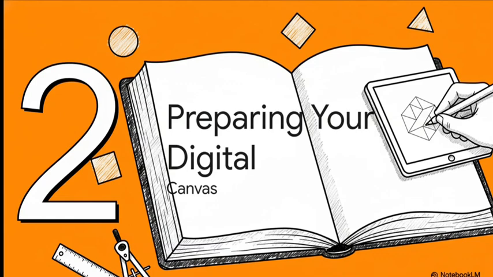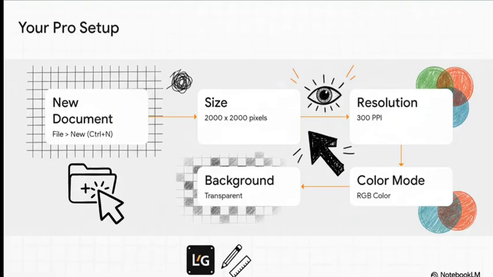So let's fire up Photoshop and actually start building this thing. Getting your document set up correctly right from the start, well, that's the first real step toward a professional result. So when you go to File, New, a few settings are absolutely crucial. We're going to start with a big canvas, 2000 by 2000 pixels, just to give us plenty of room. For color mode, choose RGB. That's the standard for anything you'll see on a screen. And definitely pick a transparent background.